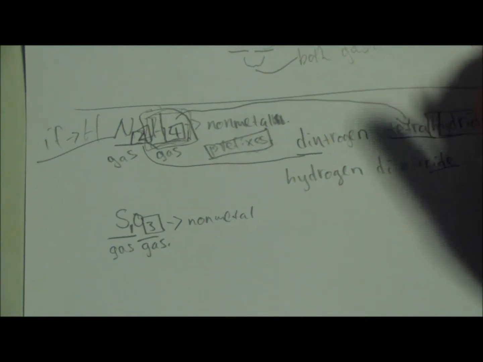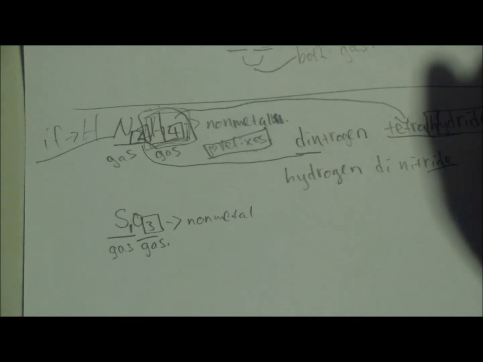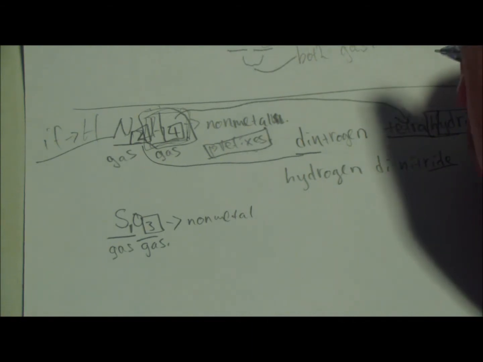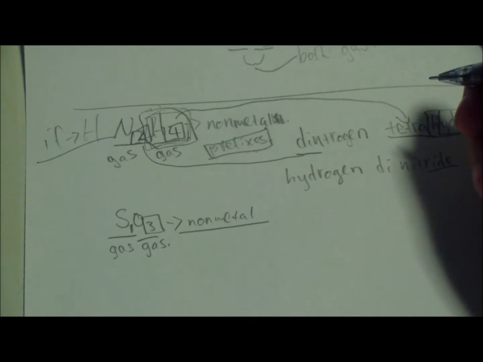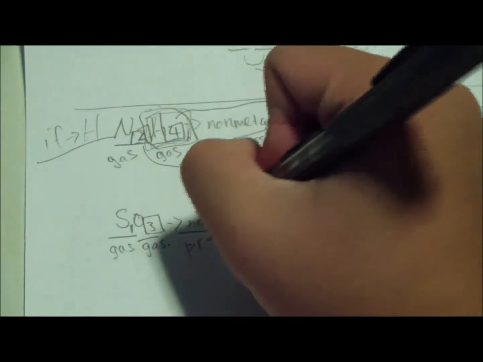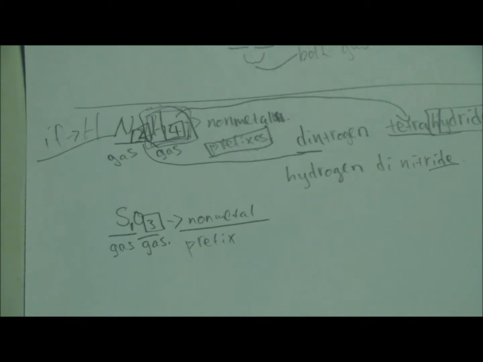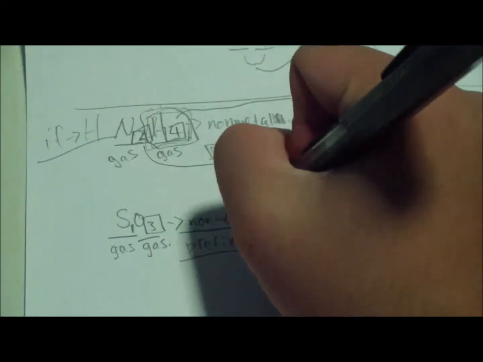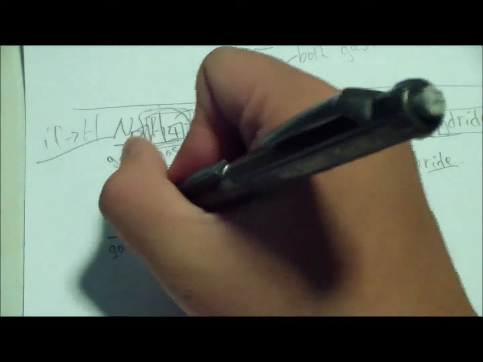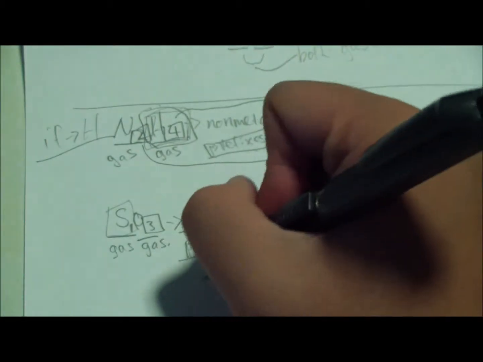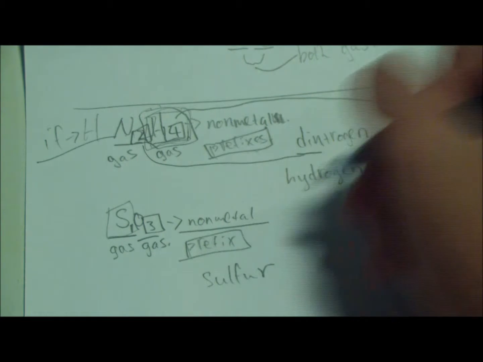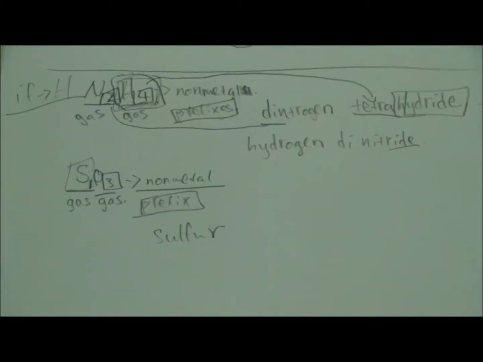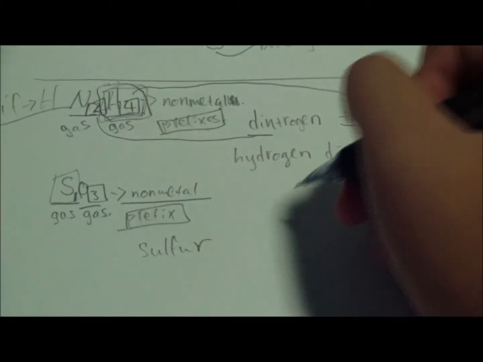How to start with the naming system: you always start with finding out if it's non-metal or metal. Second, you have to know the prefixes. And then you're on your way. Start with the first element, sulfur. There's a 1, so you can put mono, but I don't see anyone doing that, so I'm not going to do it here. Sulfur, and then the next one would be oxide.